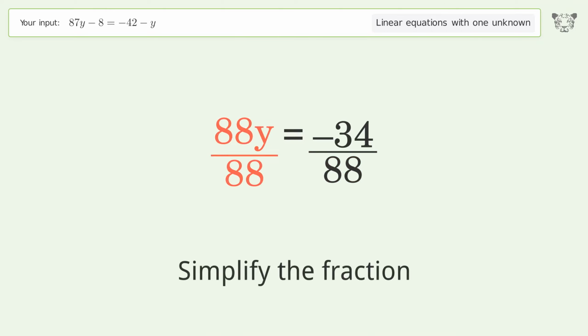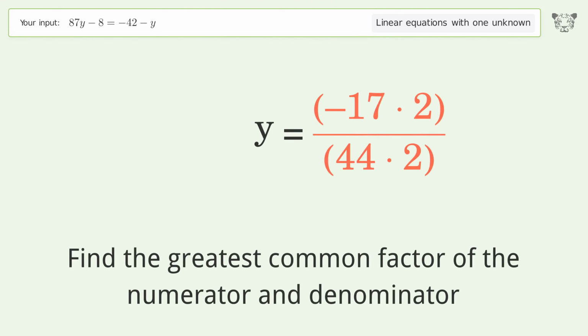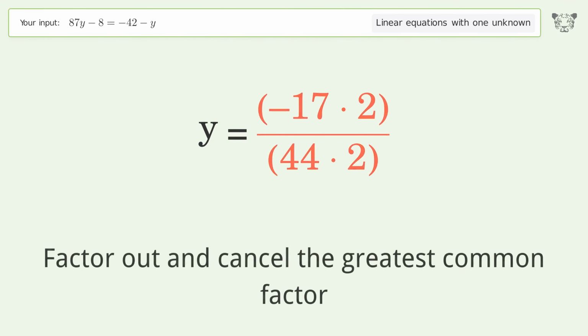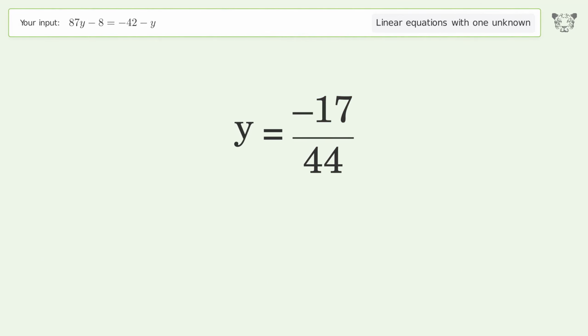Simplify the fraction. Find the greatest common factor of the numerator and denominator. Factor out and cancel the greatest common factor. And so the final result is y equals -17/44.